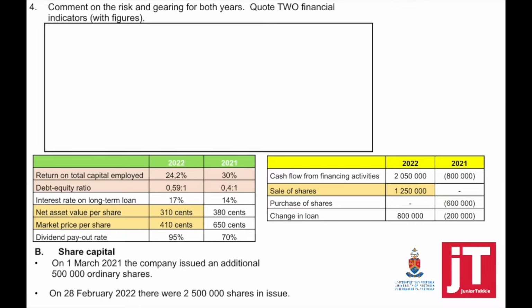Question 4. Comment on the risk and gearing for both years. Quote 2 financial indicators with figures. So when we're looking at the risk and gearing, we always look at the return on total capital employed and the debt equity ratio. Looking at our debt equity ratio, it increased from 0.4 to 1 to 0.5 to 1.